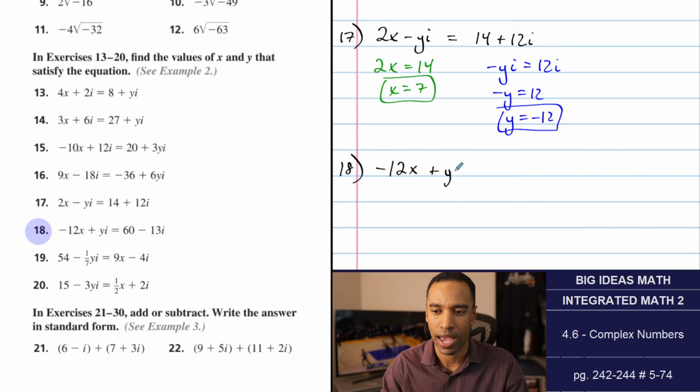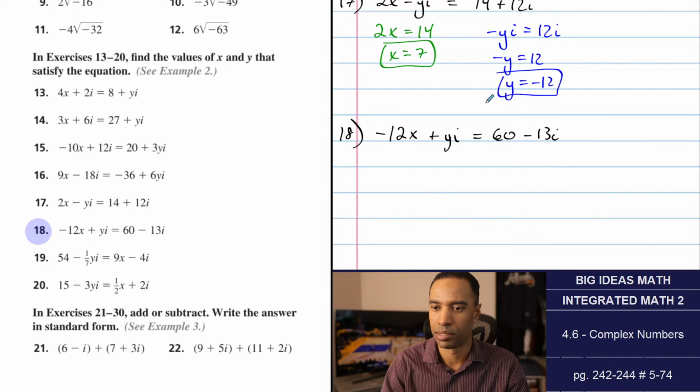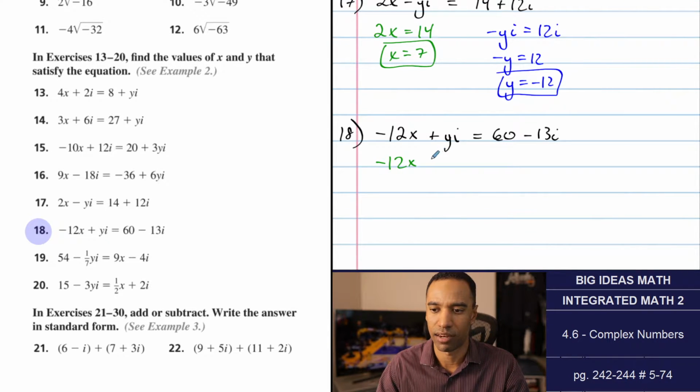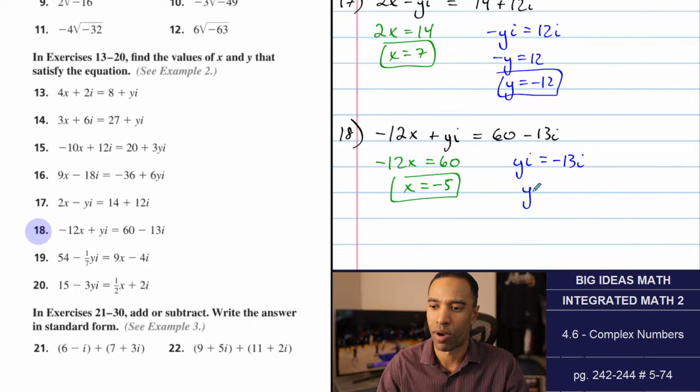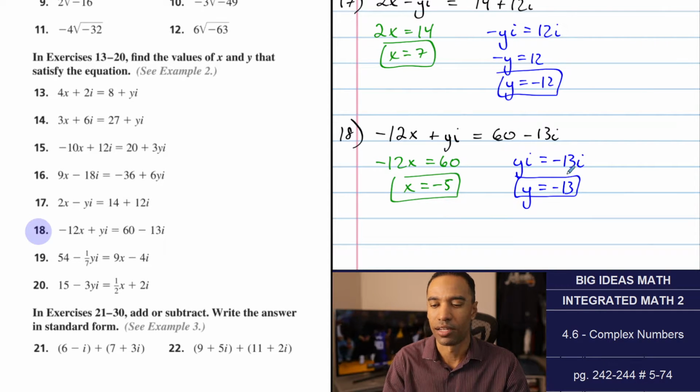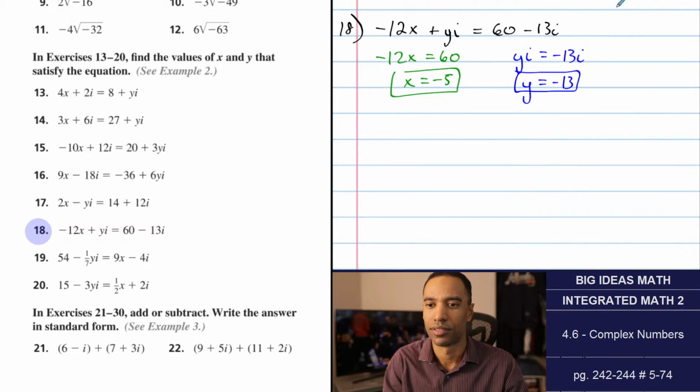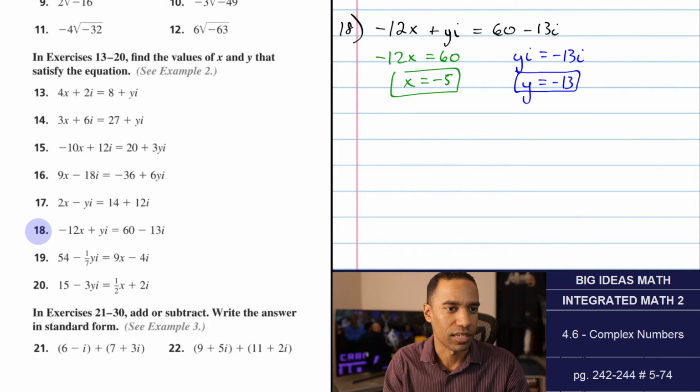Negative 12x plus yi equals 60 minus 13i. For the real portion of this, we're going to set negative 12x equal to 60. Divided by negative 12, you get negative 5 for x. And for the imaginary portion, we want yi to equal negative 13i. Therefore, y would be negative 13. Yeah, we got it.